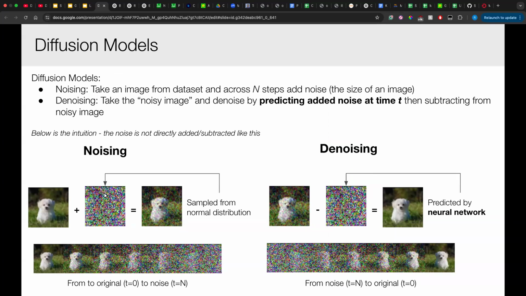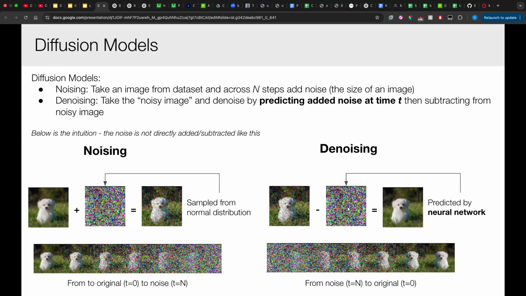You sample the image of noise from a Gaussian distribution, and then you're left with a somewhat more noised image. In the denoising step, you start with that noised image, and then you try to predict how much noise was added at that time step, and then you subtract it to get your less noisy image. So again, for denoising, you're actually predicting how much noise was added at that time step, and then you subtract it.